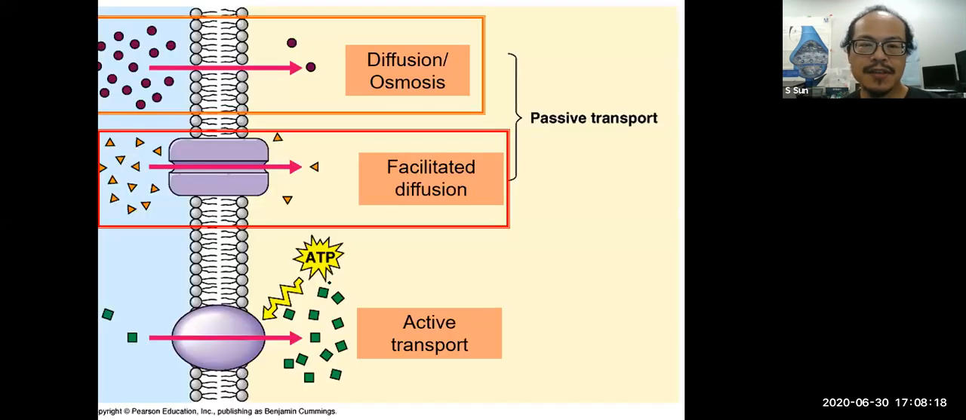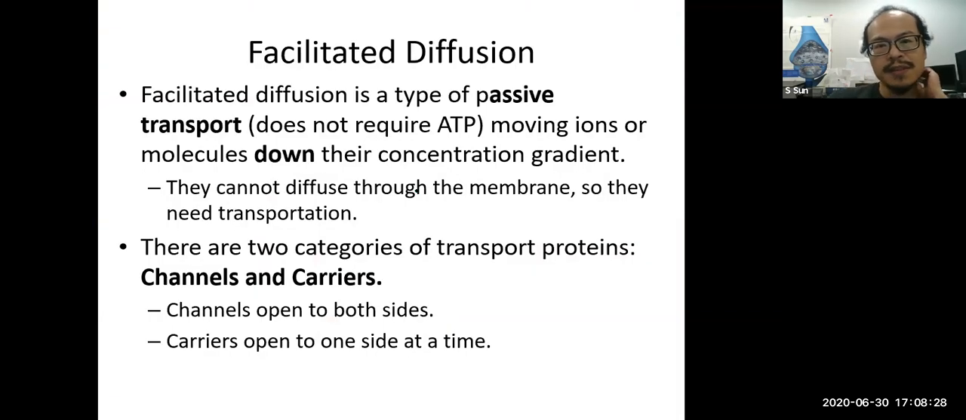So let's first look at the facilitated diffusion. These two are diffusion. This one doesn't require any channel. This one requires a channel. This one requires a channel. It's called facilitated diffusion. Facilitated diffusion is a type of passive transport. It doesn't require ATP. It moves from high concentration, down their concentration gradient, to a low concentration.